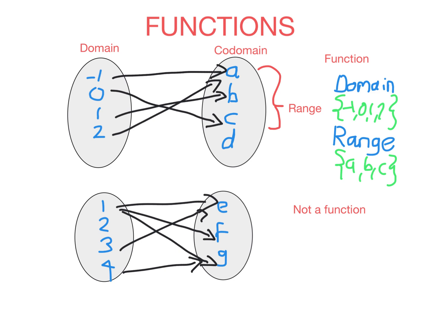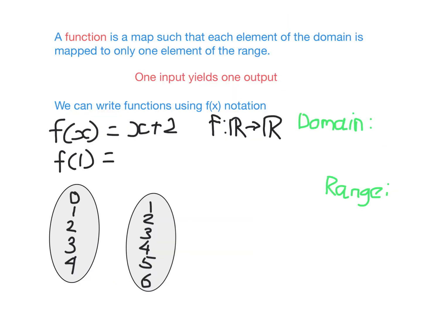So let's look at a more precise definition. A function is a map such that each element of the domain is mapped to only one element of the range. Basically, a function means that one input yields one output. These elements in the domain are the inputs, and the elements in the range are the outputs. Functions are very important in things like computers because we want to input something and have only one output, not have a raft of possibilities.